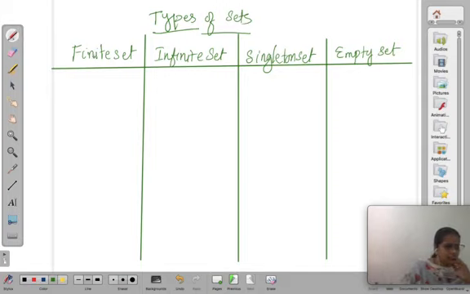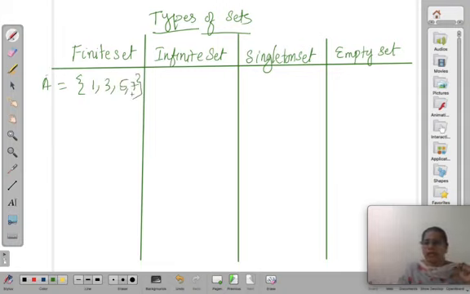For example, I will tell an example. A is equal to set of 1, 3, 5, 7. Okay. Here you can say how many members are there? 1, 2, 3, 4 members are there. That is, you know the number of members in that set. So it is countable. So it is a finite set.